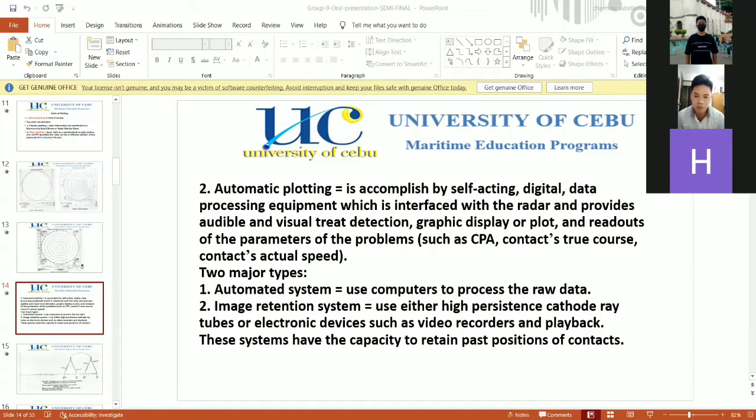Two major parts. Automated systems use computers to process the raw data. Image retention systems use either high persistence cathode ray tubes or electronic devices such as video recorders and playbacks. These systems have the capacity to retain past positions of contacts. Next slide, please.